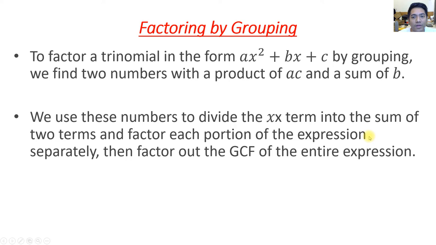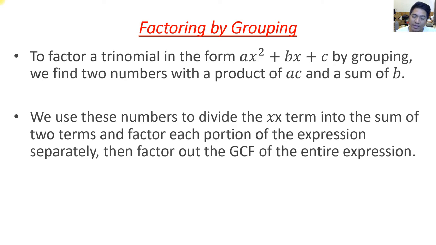Oh, how about factoring by grouping? To factor a trinomial in the form of ax squared plus bx plus c by grouping, we find two numbers with the product of ac and the sum of b. So we use these numbers to divide the x term into the sum of two terms and factor each portion of the expression separately, then factor out the GCF of the entire expression. So from the word itself, factoring by grouping.